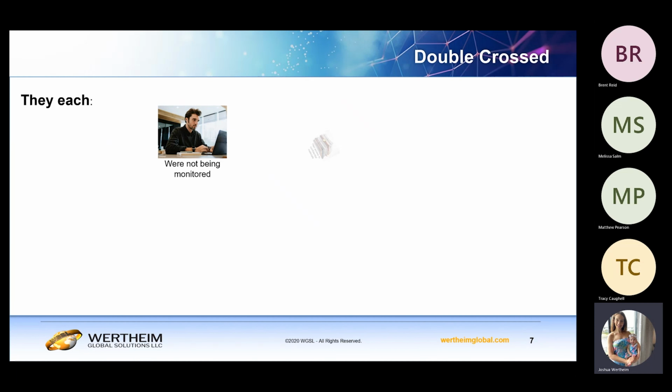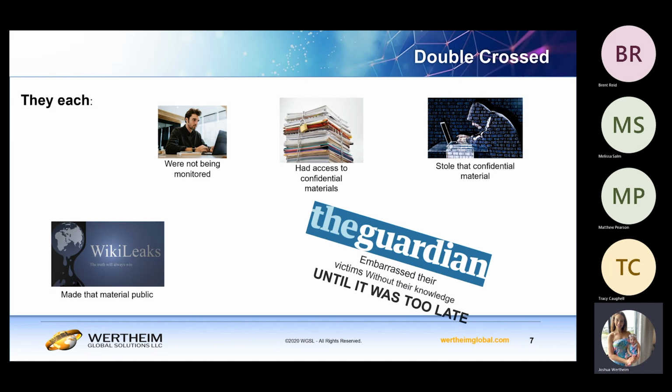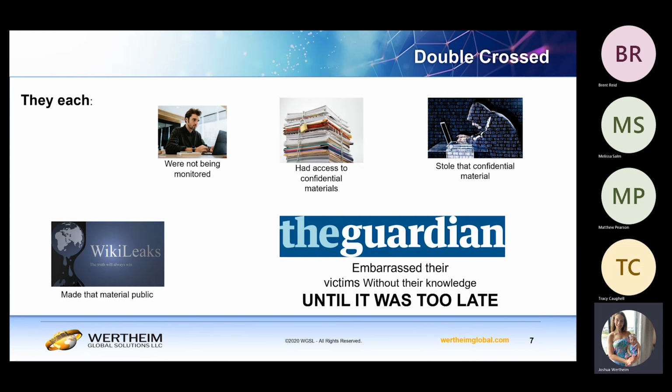Well, what they had in common, they were not being monitored. Nobody was watching what they were doing. They had the authority to access confidential information. They stole that information, they made it public, and they embarrassed their employer without their knowledge until it was too late. This is the purpose, the sole function of Guardian, to protect an organization from having this happen to you.